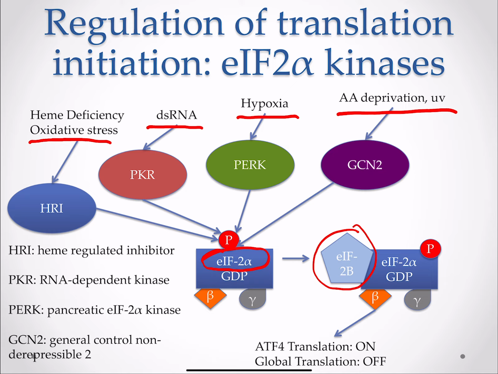And then our beta is going to control our alpha, whether or not it's going to be able to switch GDP to GTP. So in conditions where protein synthesis is turned off, you're going to keep the 2 alpha in a GDP situation. So you're going to turn off your global translation. You can also control the upregulation of genes that are more prominent in stressful environments. And so that's that ATF4 translation gets turned on. So you might want to undergo apoptosis. You might want the cell to become senescent or whatever it is.